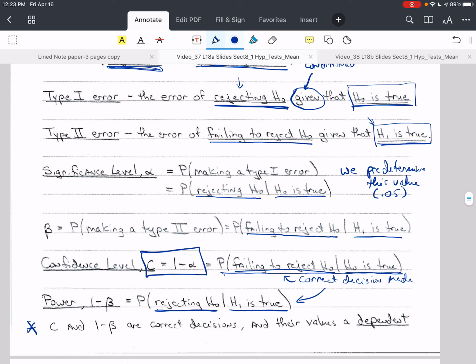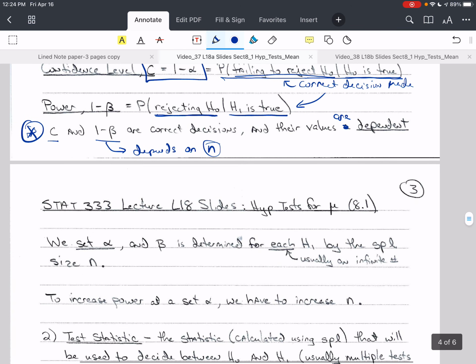So these two are the probabilities of making correct decisions under different situations. And it's important to note that C and 1 minus beta, the confidence level and the power, are correct decisions, and their values are dependent upon each other. So you can't set both of them at 99.9%. C depends on alpha, and 1 minus beta depends on N. So we predetermine, or we set alpha, and then beta just occurs, based on our sample size. So to increase 1 minus beta, to increase the power, we have to increase our sample size.